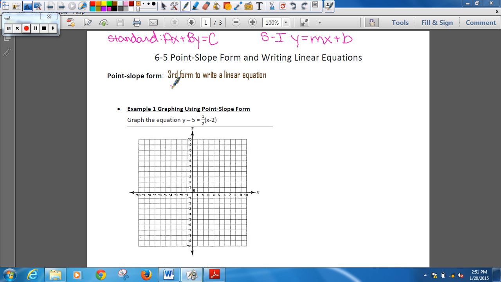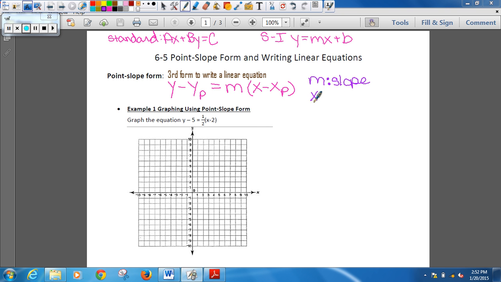And that form is the following: y minus y sub p, and I'm going to put p, some books put 1 or 2 or different things like that, that's just a subscript, is equal to m times the quantity x minus x sub p. So if we want to talk about the meaning of the different variables, m, just like in slope-intercept form, is your slope.